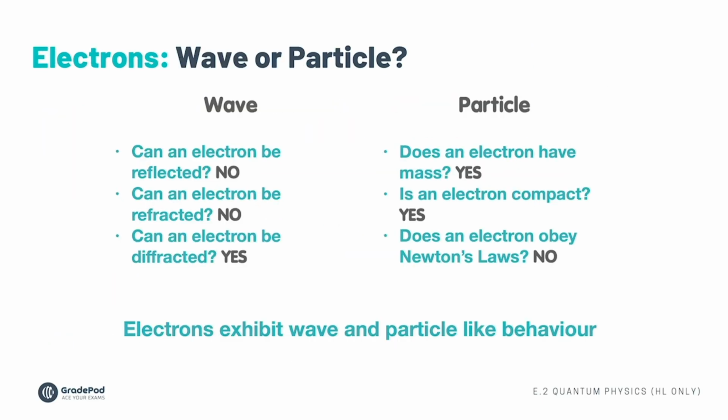Let's revisit our question at the start of this part of the tutorial. Is an electron a wave or a particle? Can it be reflected? No. Can it be refracted? No. Can it be diffracted? Yes. Is it a particle? Does an electron have mass? Yes. Is it compact? Yes. Does an electron obey Newton's laws? Not that we know of. So, our electron can exhibit both wave and particle-like behaviour, just like light.